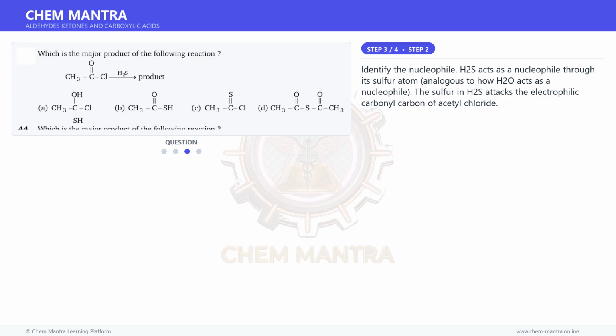Moving on to the next step. Identify the nucleophile. H2S acts as a nucleophile through its sulfur atom, analogous to how H2O acts as a nucleophile. The sulfur in H2S attacks the electrophilic carbonyl carbon of acetyl chloride.